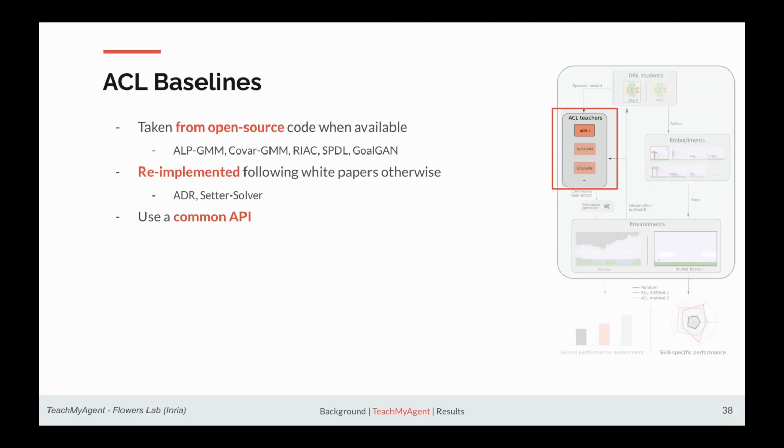So first, we re-implemented all the ACL methods we saw before. Most of them were taken from open source releases. We just had to adapt them for our common API. But some others like ADR or Setter Solver weren't open source released, so we had to implement them following the white papers. And so all our methods are using a common API, so it's fairly simple to add a new method.